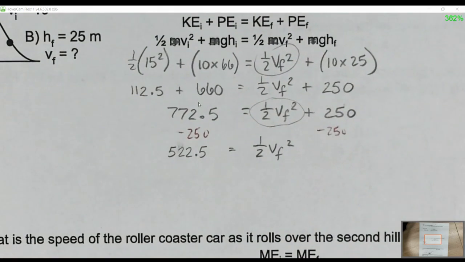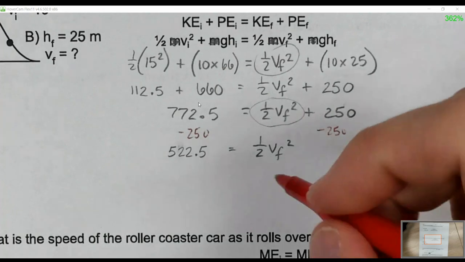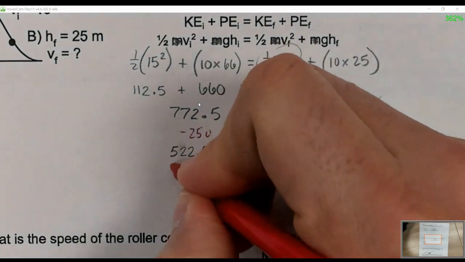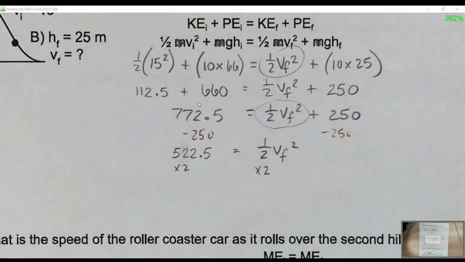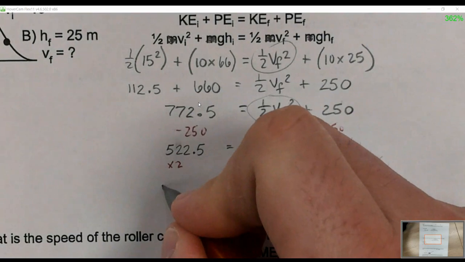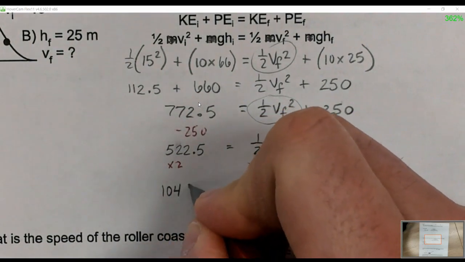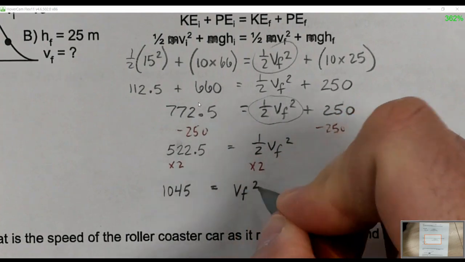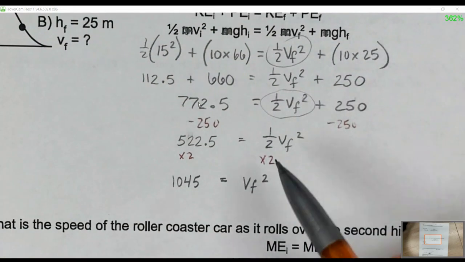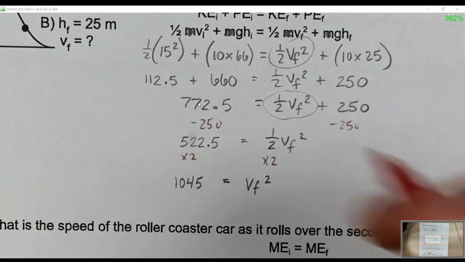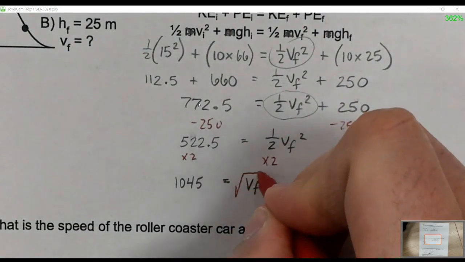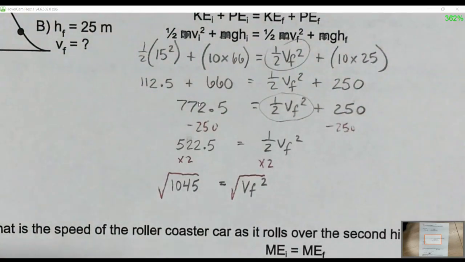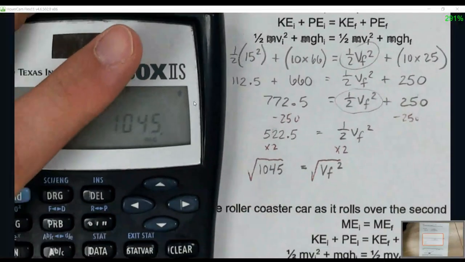To get rid of the 1/2, you have to double both sides. You have to multiply this side by 2 and this side by 2, which leaves over here 1045, and that is going to equal VF squared. To get rid of the square, you got to square root both sides. So we have to square root 1045.